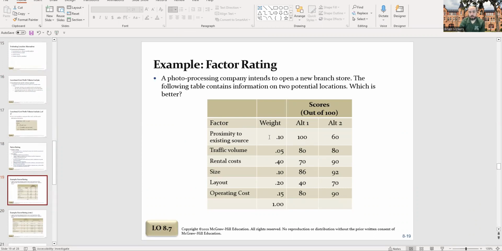And then we collectively, as managers, determine how important each of those factors are to us. So 10% of our decision should be based on its proximity. 40% should be based on the rental cost of the new facility. 20% should be based on the layout of the facility, right? And all those weights should add to 1.